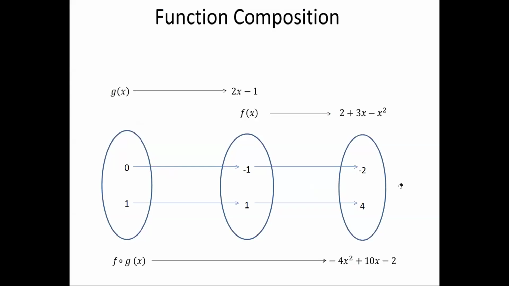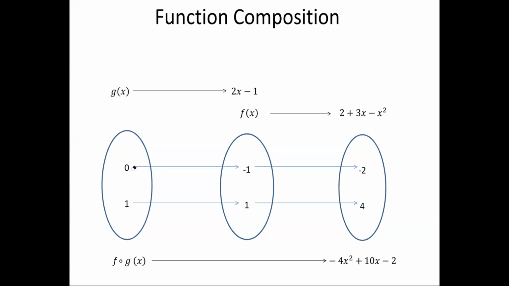Good. So to illustrate function composition, look here. These were our two functions, g and f. g of x takes an input x and gives an output of 2x minus 1. f of x takes an input and does this to it: 2 plus 3x minus x squared.